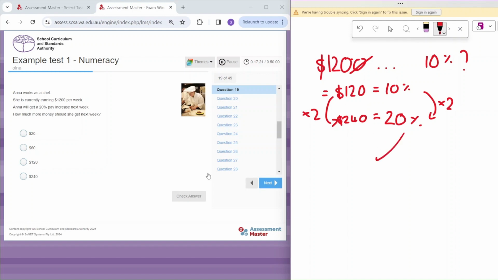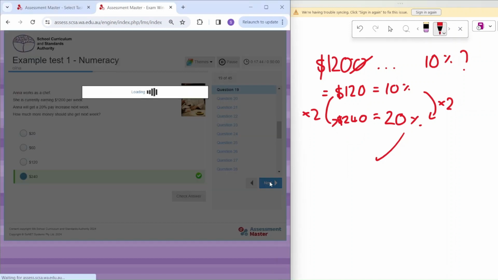Nice, easy one. Remembering that the question's asked us how much more money should she get, so we have found the correct answer. We just want to be wary on these sorts of questions because it might ask what's her new weekly wage. And then obviously if you say 240, that's wrong because that's how much extra she gets, not her new weekly wage. You'd have to add 240 to 1,200. But we have been asked how much extra, so we can safely press 240. Next.